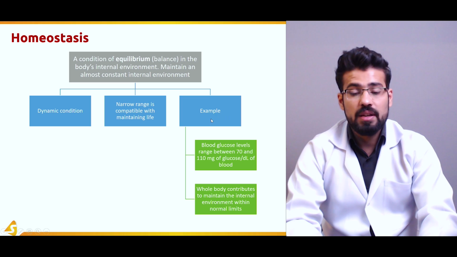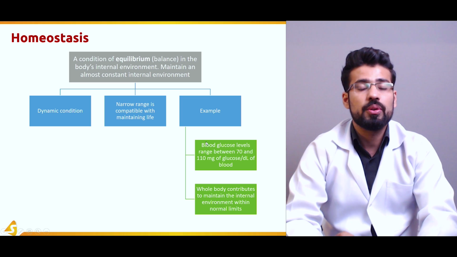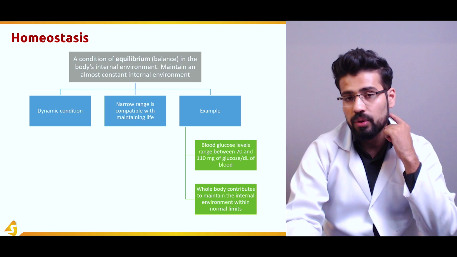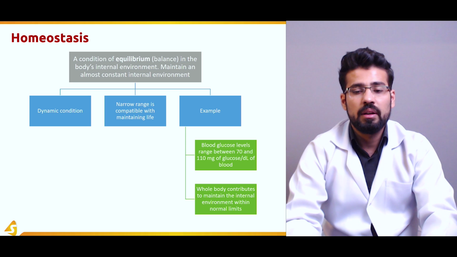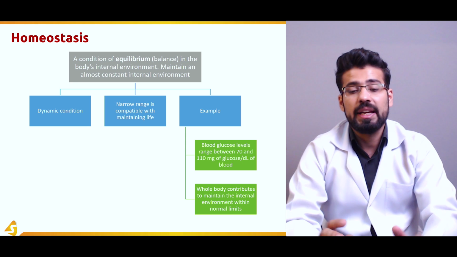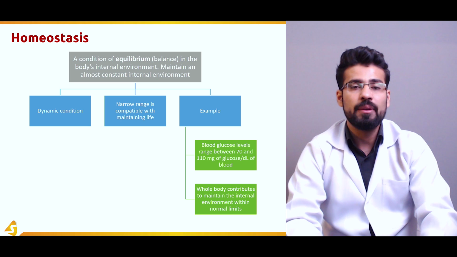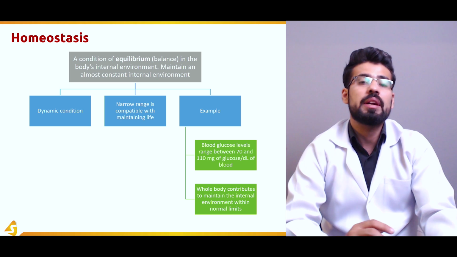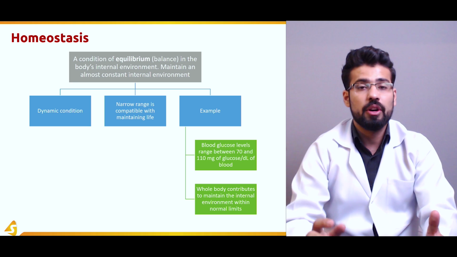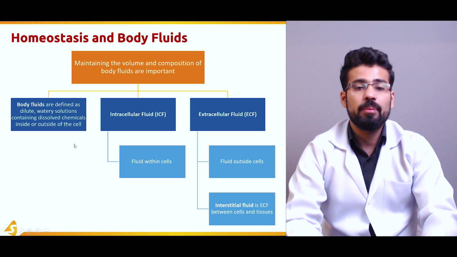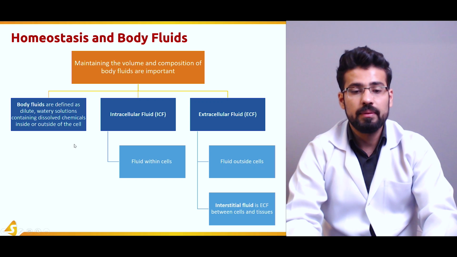Now let's take an example over here as well: the blood glucose level, of course, ranges from 70 to 110 mg of glucose per liter of blood. The body needs to maintain that particular concentration. The whole body, of course, plays a very vital role in the maintenance of the internal environment within normal limits, like discussed. And now, talking about homeostasis and the body fluids.